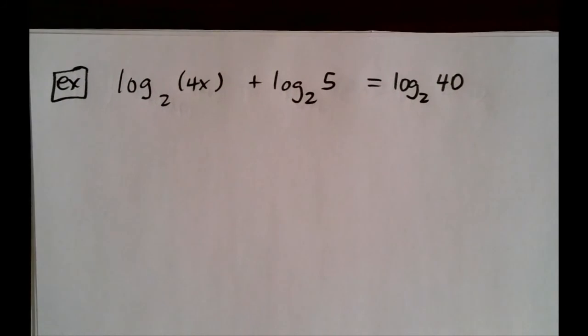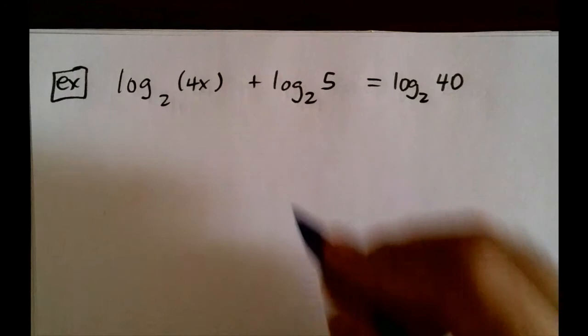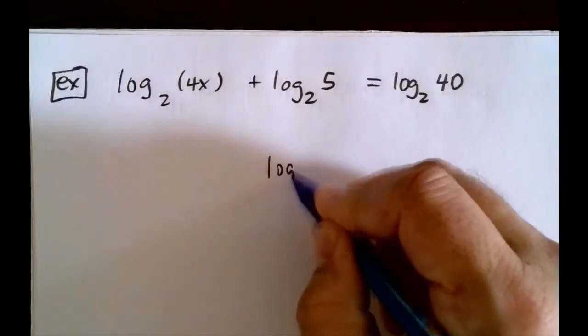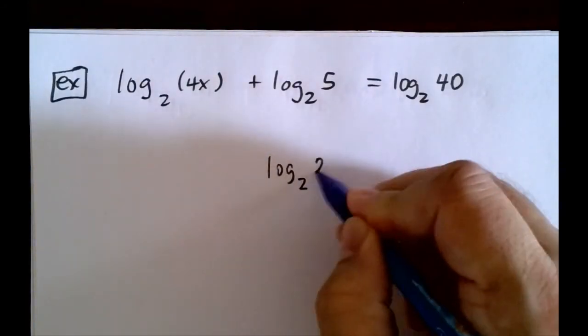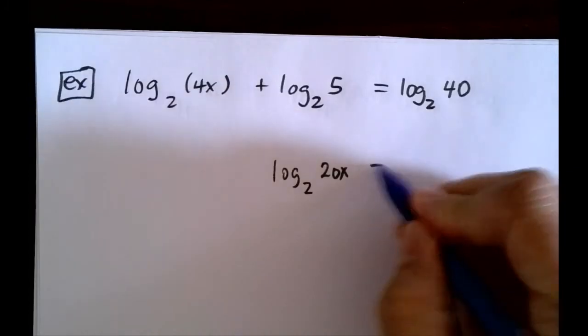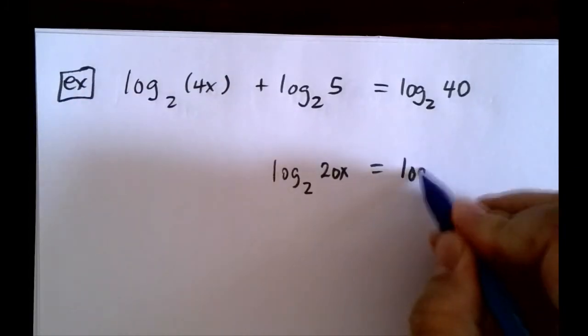So I'm going to do 4 examples. Here's example 1. This is an addition problem, so we can write this as a single log base 2 of 20x, multiplying the 4x and the 5.